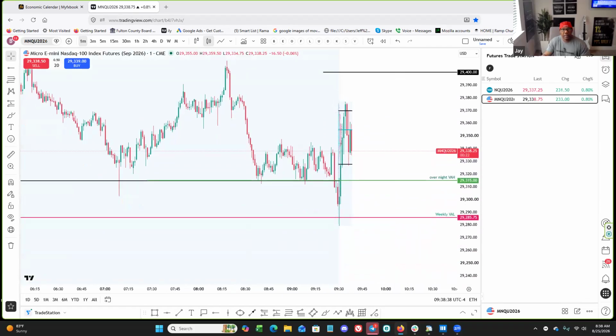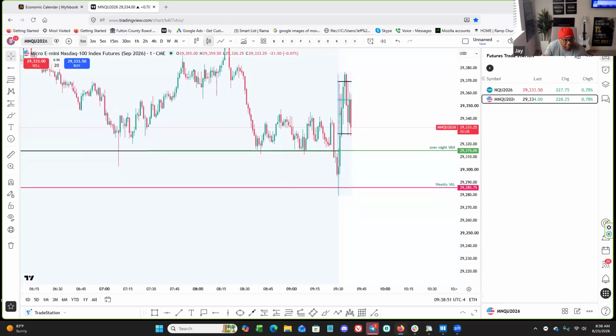Let's see. I think this market is going to be doing some trickery today. Some trickery. So we're getting some move to the downside. Where could we go if we fall? Oh, we just fell. Probably 29,250, which is right here. 29,250.